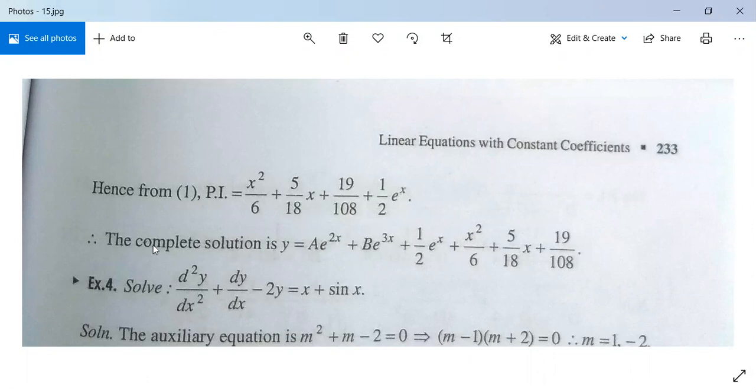There is an example for your practice. Solve d²y/dx² + dy/dx - 2y = x + sin x. It is not a tough task. You can solve it very easily. So practice some other questions and ask me the questions if you are facing difficulties.